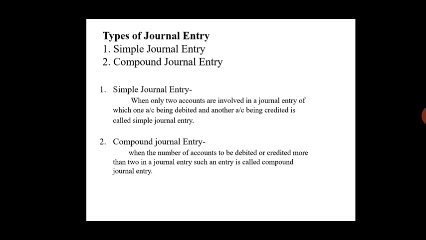Just keep in mind, in a simple way, compound journal entry means that more than two accounts are affected in a journal entry, or that on the same date two simple journal entries are affected, then we can pass a compound journal entry. So these are the types of journal entries.